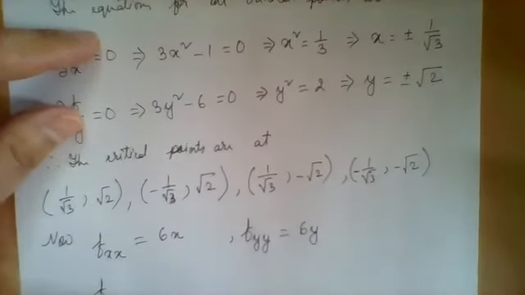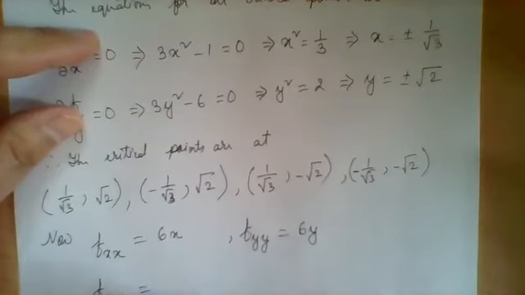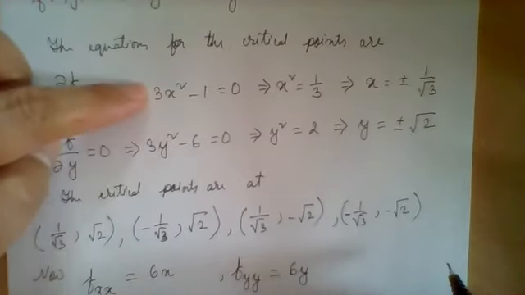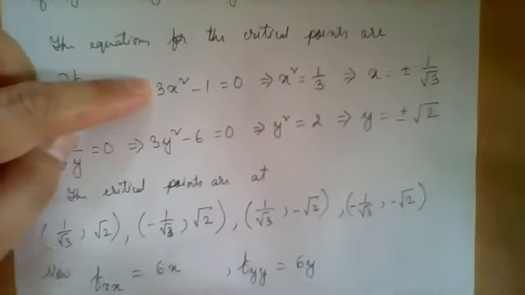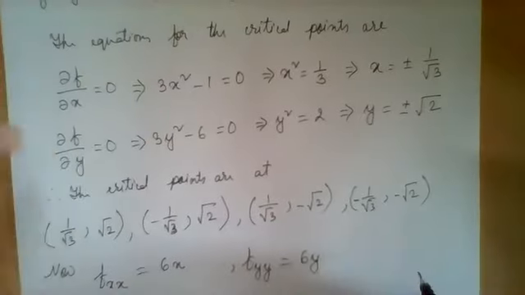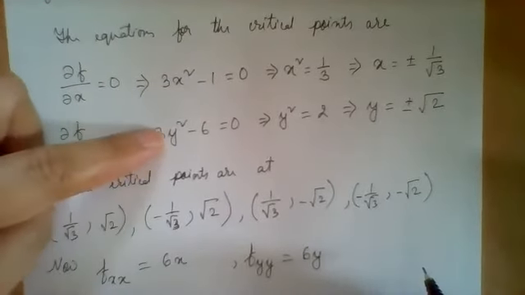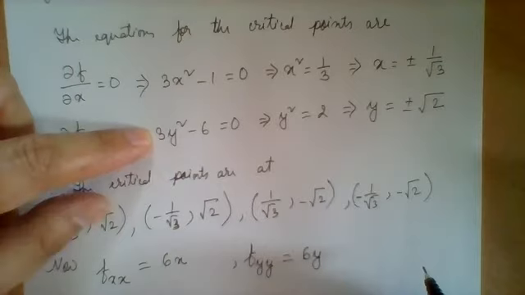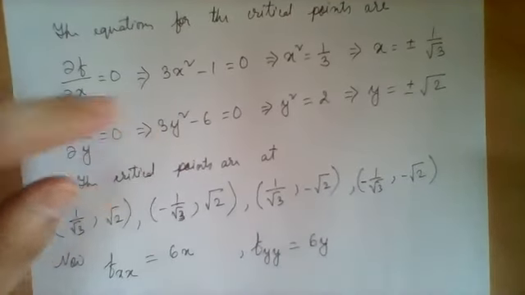fxy. We differentiate fx again with respect to y. So what is this? fx is 3x squared minus 1. If you differentiate this with respect to y, it is 0. Now fy you differentiate with respect to x, which is again 0. So fxy is 0.